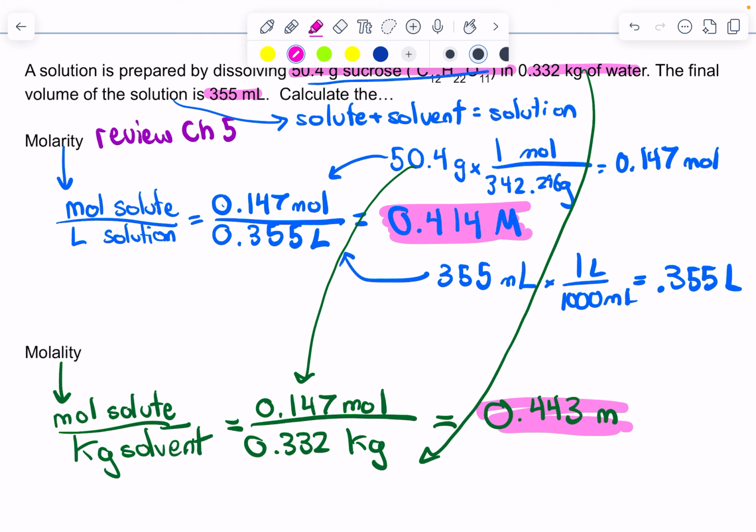Another reason is that molality is independent of temperature. So volume actually changes with temperature because a liquid is going to expand when you heat it. And so the molarity is actually going to change ever so slightly if temperature changes. So that's one reason why we don't love to use it in all instances. Molality, on the other hand, is temperature independent, because the number of moles and the mass don't change no matter what the temperature is. So that's one reason why we like it in certain instances.